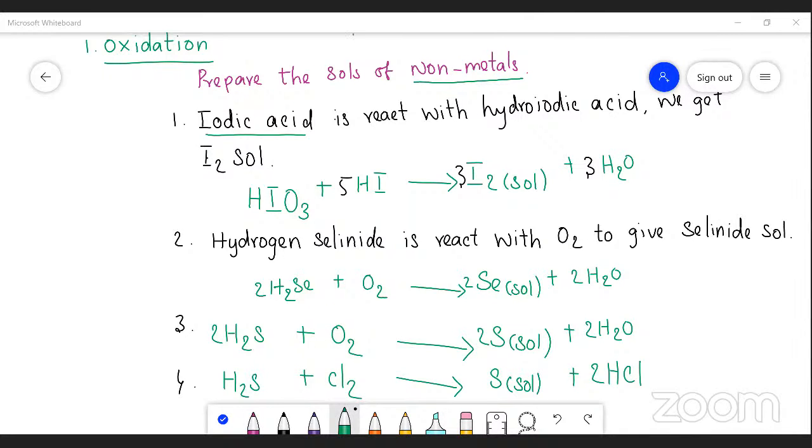So listen. Here we are taking the oxidation method. In the oxidation method, we are preparing the salts of non-metals. There are 4 methods. Iodine salt, selenium salt and sulfur salt are prepared by the oxidation method.